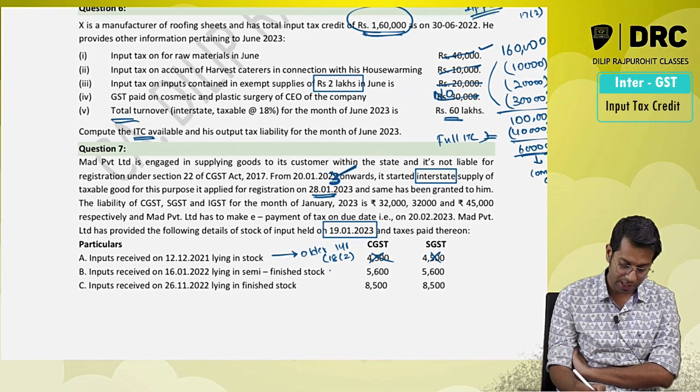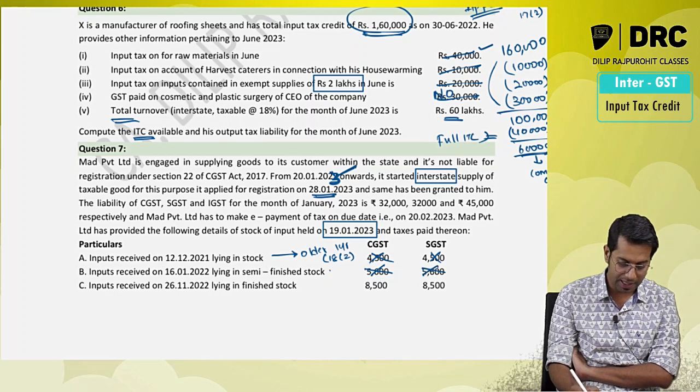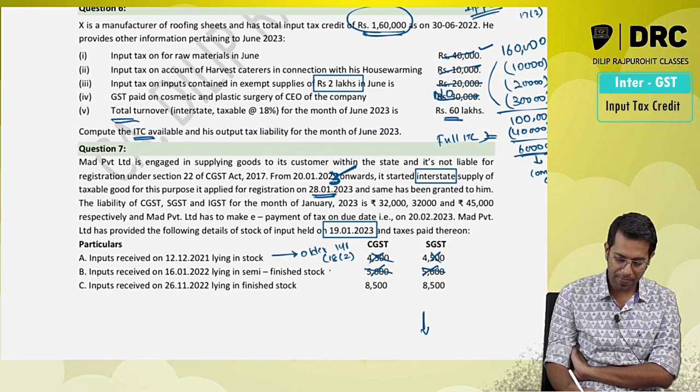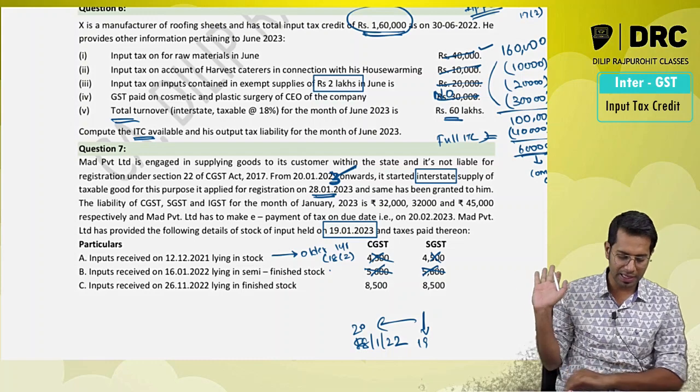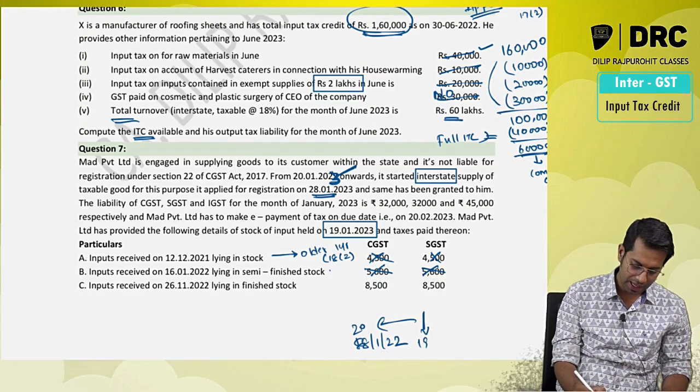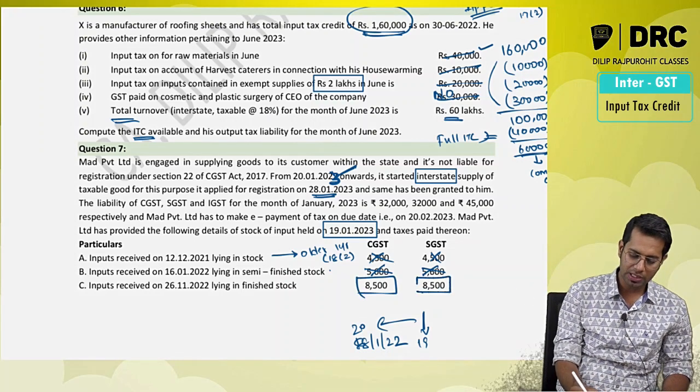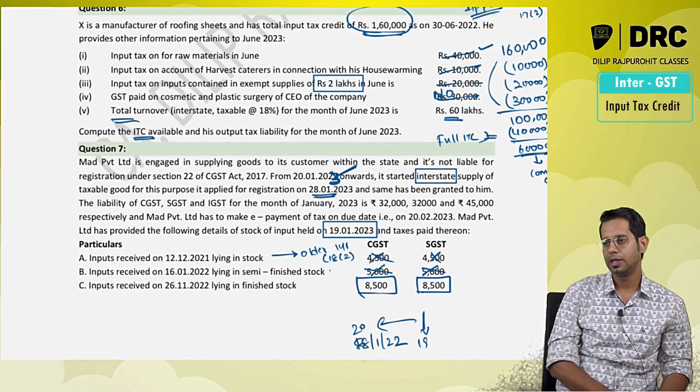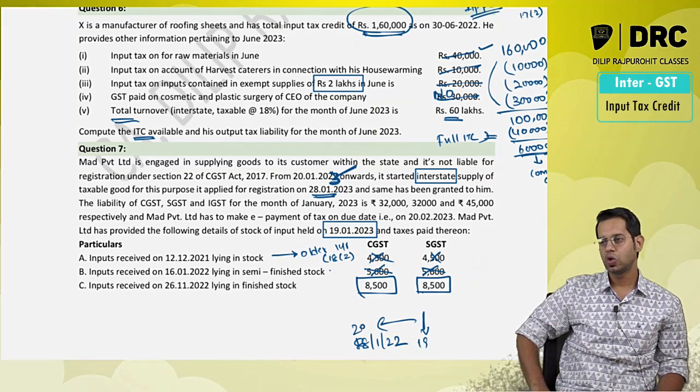This is also older than 1 year. ITC cannot be taken. Sir, 1 year will be seen from 19th, you go back 1 year, which is 20th of January 2022. After that, for any invoice, I can take input tax credit. I can take input tax credit only on this 8,500 because the invoice is not older than 1 year.